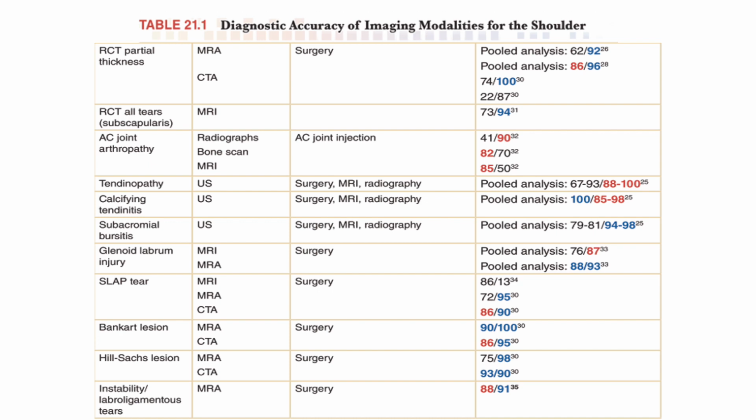Looking at other pathologies that can happen in the shoulder, again, our reference standard is pretty much going to be surgery. The exception to that is going to be the AC joint arthropathy. We're going to look at an injection of the AC joint or an aspiration of the AC joint specifically, but then you look at the sensitivity and specificity numbers for that. It's not great versus a radiograph. There's not a lot of correlation there.